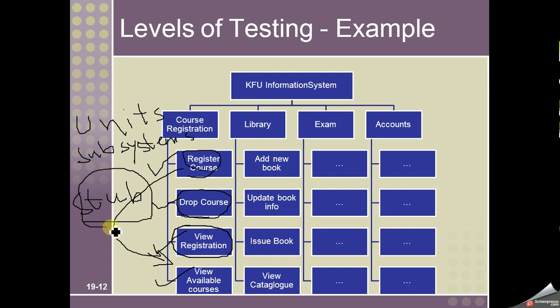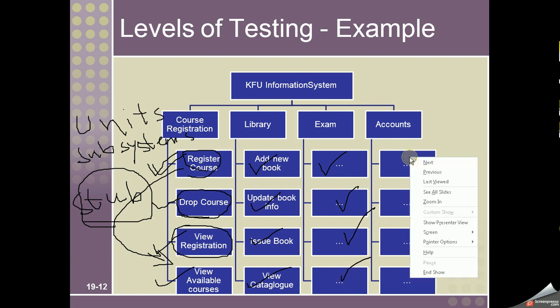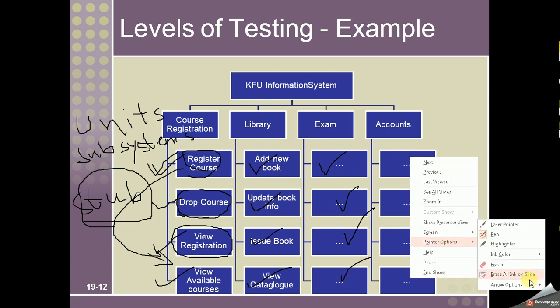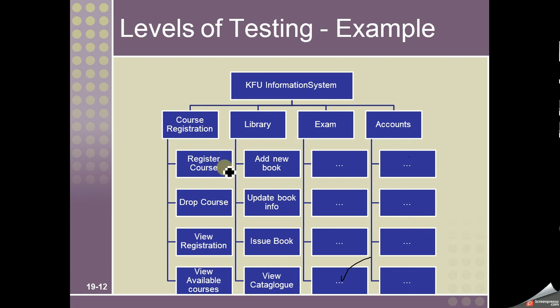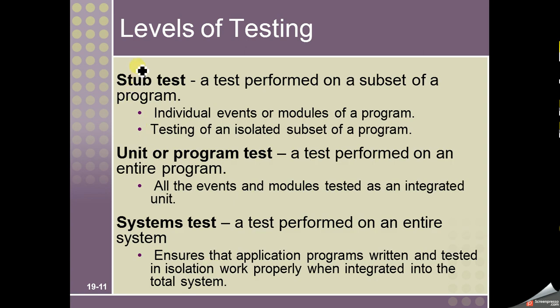In stub test, we test individual events like here, add new book, update book information, issue book, view catalog, and so on and so forth. Okay. Similarly, all the events are tested in isolation. They are tested without regard to their dependencies. So this was stub test.